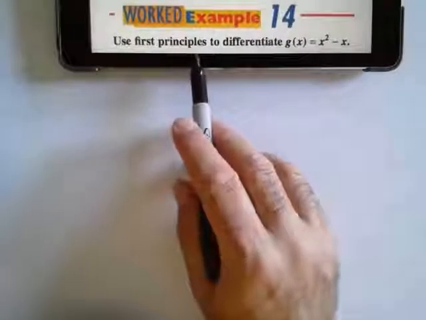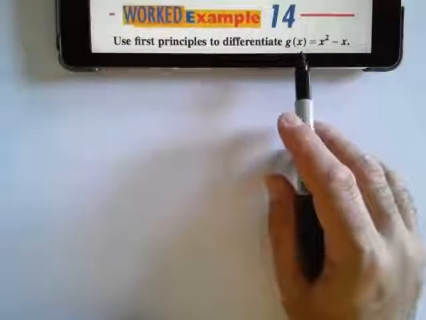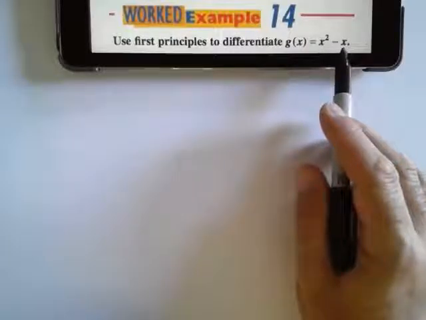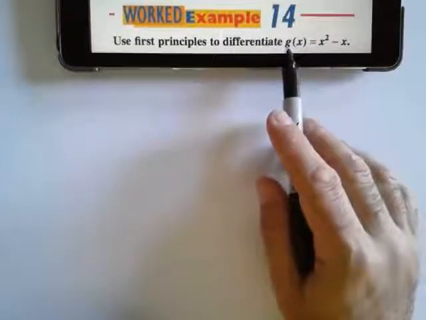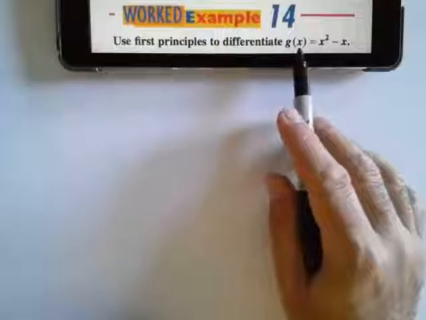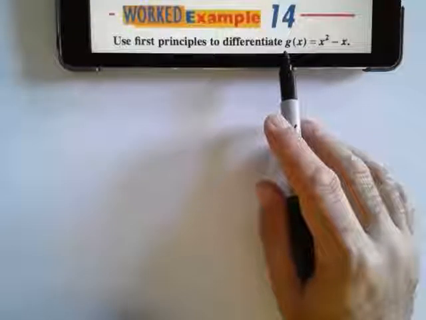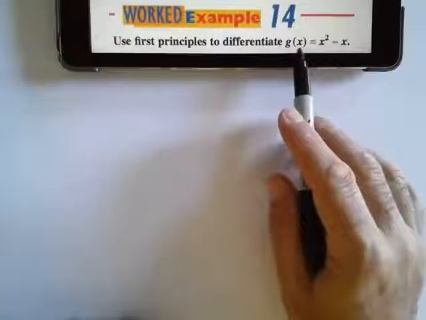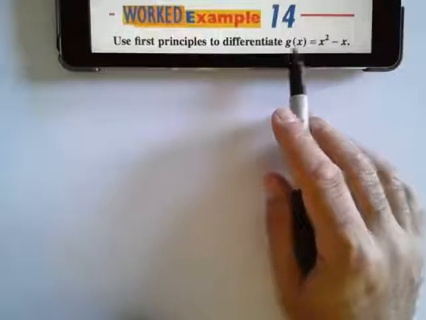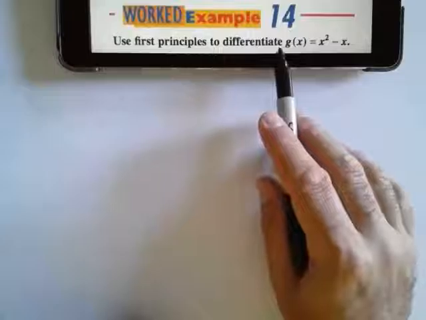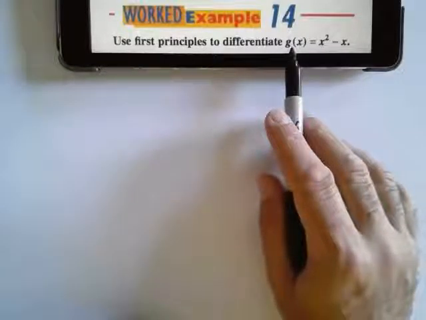Use first principles to differentiate g(x) = x squared minus x. Now, just quickly, this g(x) is just the name of it. It's still the same type of function. It could have been f(x), it could have been h(x), it could have been whatever. We only usually use g(x) if there's already an f(x), so don't let that confuse you.